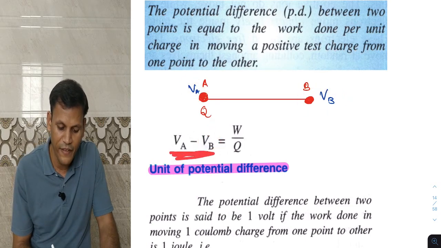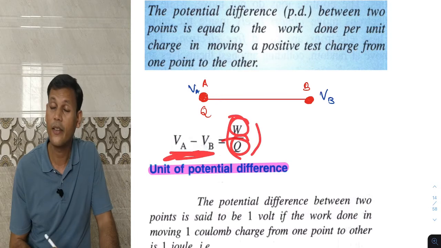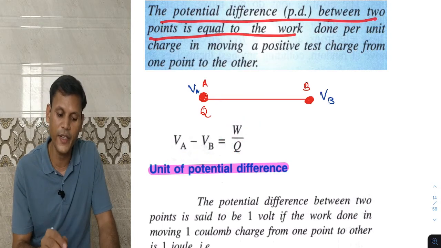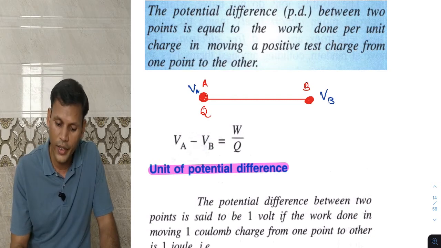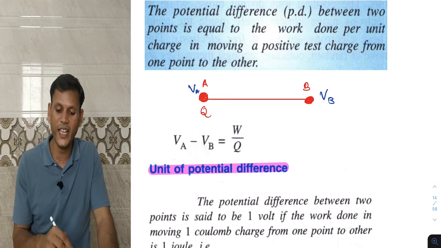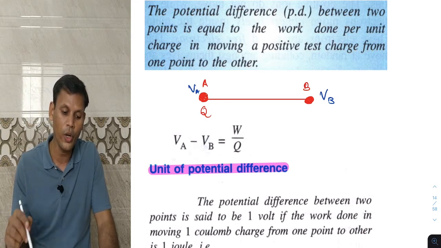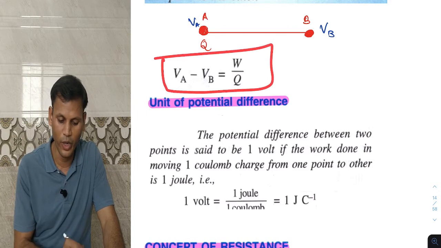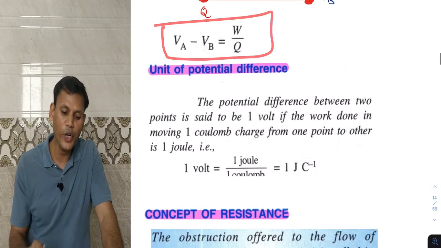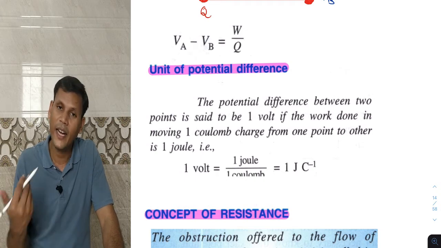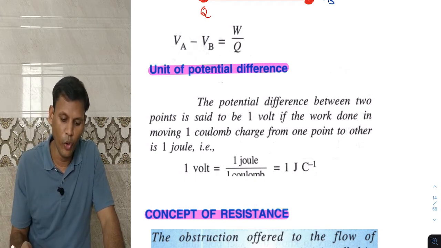This potential difference is the same as the work done per unit charge. So the potential difference between 2 points is equal to the work done per unit charge in moving a positive test charge from one point to another point. Okay, so we get this formula. The unit of potential difference will be the same as electric potential, so it will be volt.